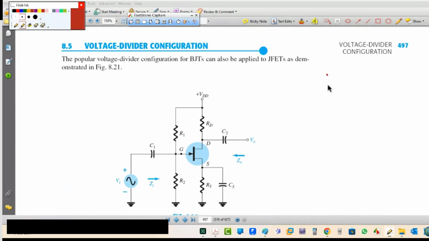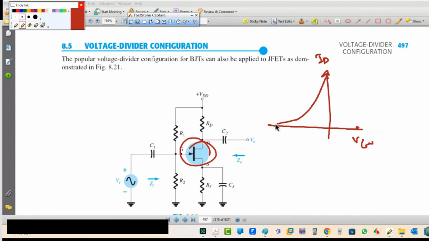If I start with, don't forget, this is JFET, so it's ID in channel versus VGS. Draw the transfer curve, and this is the load line. If you remember, start from VDD, then make a line. This is VGSQ, and this is IDQ. Do you remember this? I gave you this before.